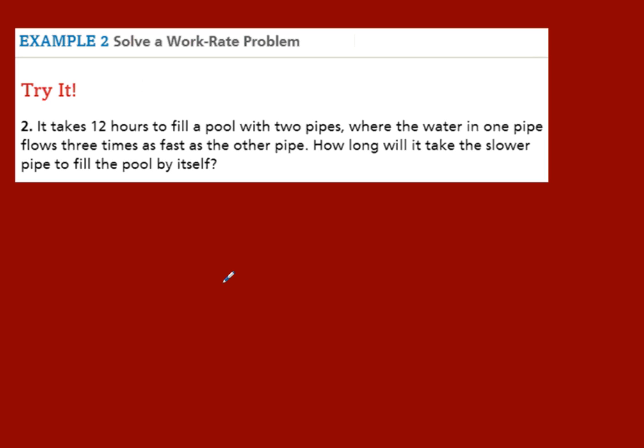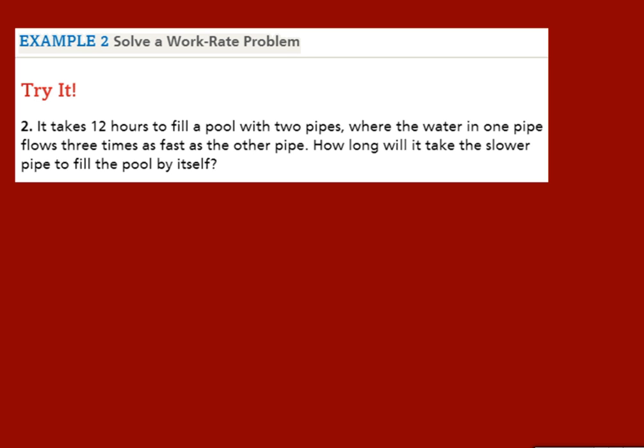So here's a work rate problem. Now these are word problems, so they immediately cause people to not want to do them, but they're not that hard, I promise. It takes 12 hours to fill a pool with 2 pipes, where the water in one pipe flows 3 times as fast as the other pipe. How long will it take the slower pipe to fill the pool by itself? This is such a typical question.